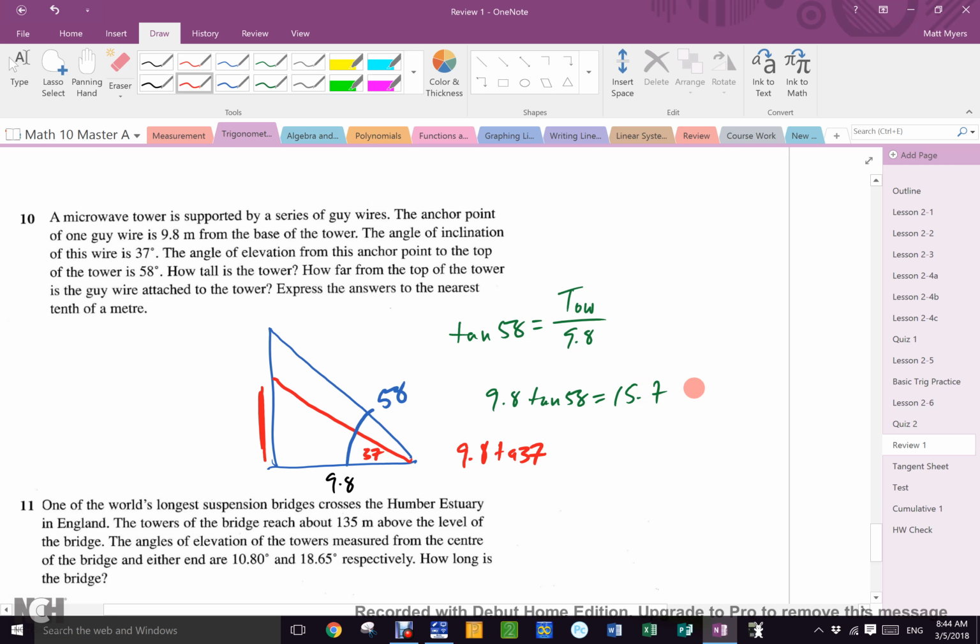So right now, if I push the minus button, and then I do 9.8 tan 37, I will get 8.3, which is what I want there. Right? And that's worth 2 marks as well.